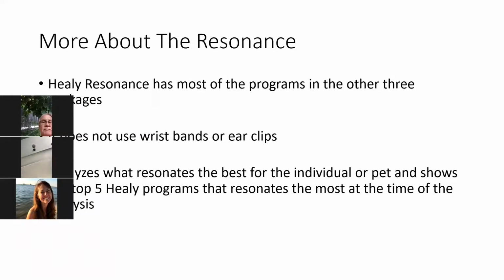All right. Healy Resonance has most of the programs that are in the other 3 packages. So the other 3 packages are, again, the Gold package, the Holistic, and the Holistic Plus. I think there's 180 programs in total. And when you have a resonance, you're working with 300,000 frequencies in all these programs. The resonance does not use wristbands or ear clips. And the resonance is the only version of the Healy that does analysis.